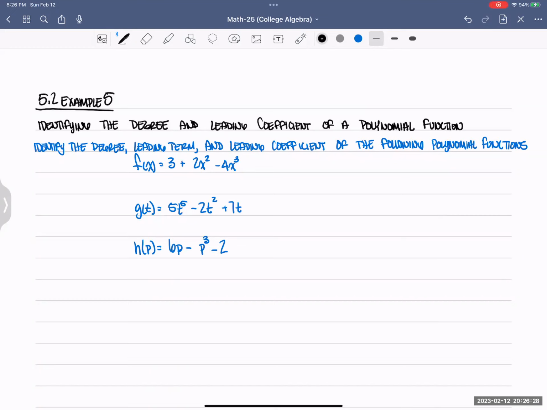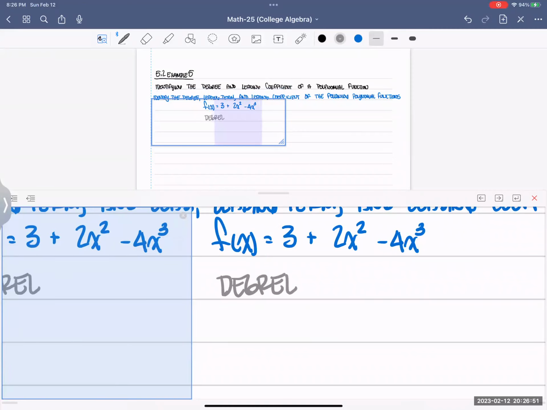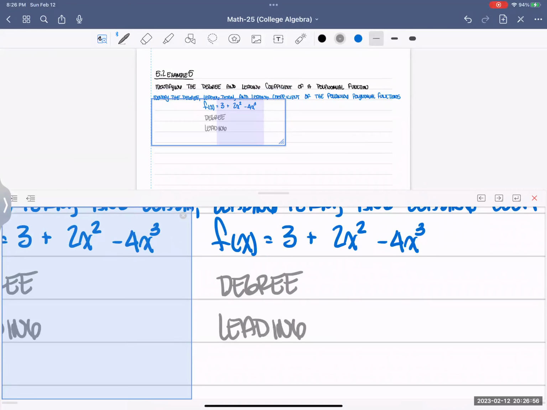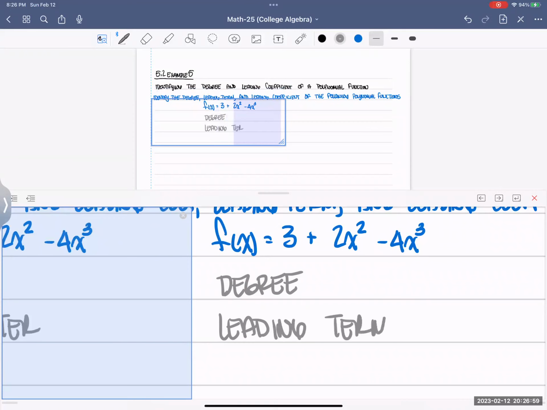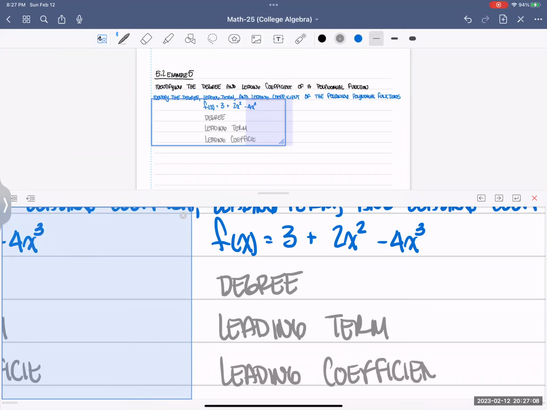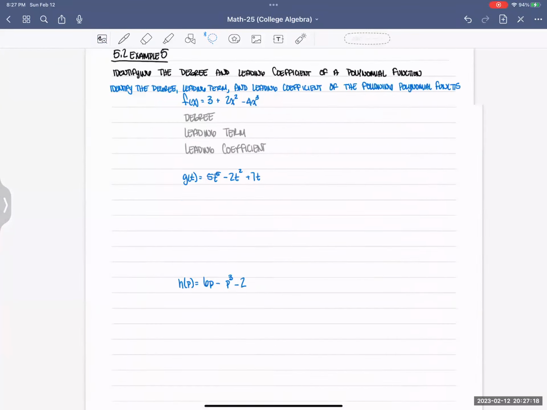So we need degree, leading term, leading coefficient of the following polynomials. Okay, so why don't we do this just so we could go bam, bam, bam.